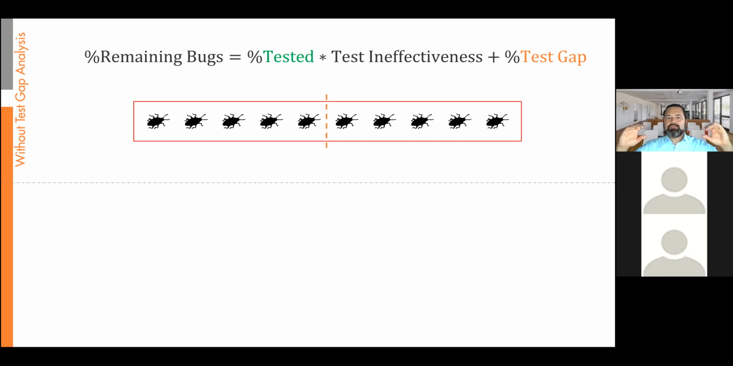The changed parts of code are displayed as this red rectangle. Since we don't know where the bugs are, we assume an equal distribution across that. And we're interested in the percentage of remaining bugs. Our mental model is simple. In our study, we saw half of the changes slipped through testing unexecuted.